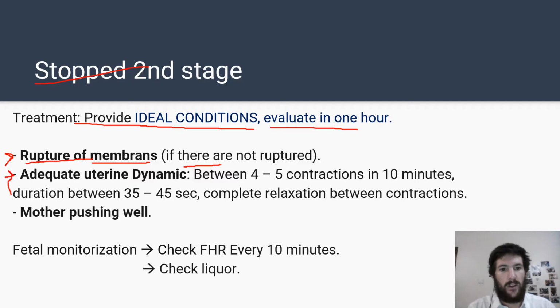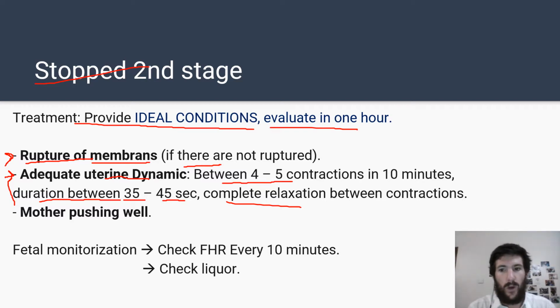The second condition is an adequate uterine dynamic. What is an adequate uterine dynamic? Between 4 and 5 contractions every 10 minutes, with each contraction lasting between 35 and 45 seconds, and with a complete relaxation between the contractions. If the uterus is completely tonic all the time, it's also a bad thing because the fetus is not receiving blood supply through the placenta. That means we gave a lot of oxytocin, or maybe a lot of misoprostol, or maybe we have a complication, like for example a ruptured placenta or anything like that.